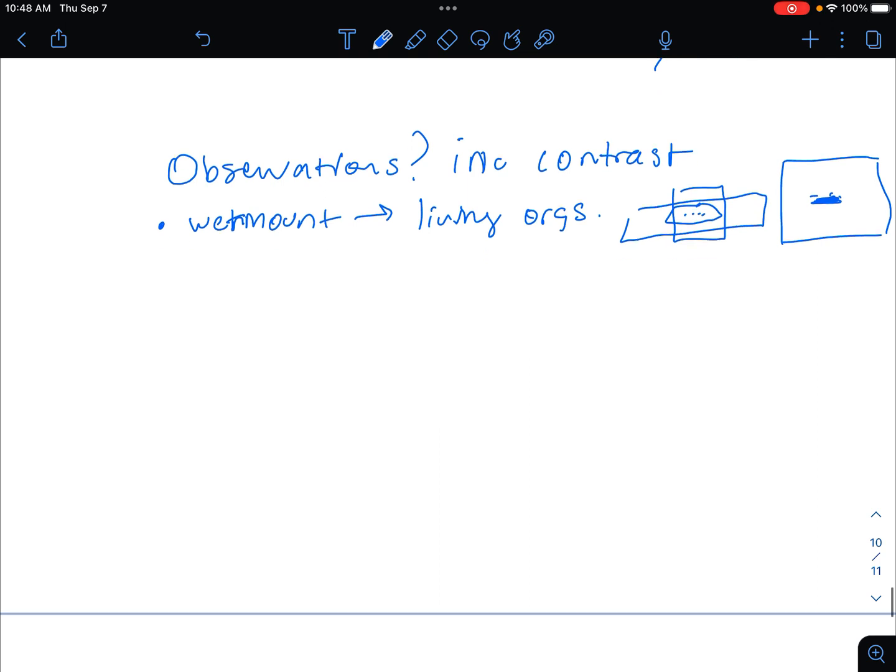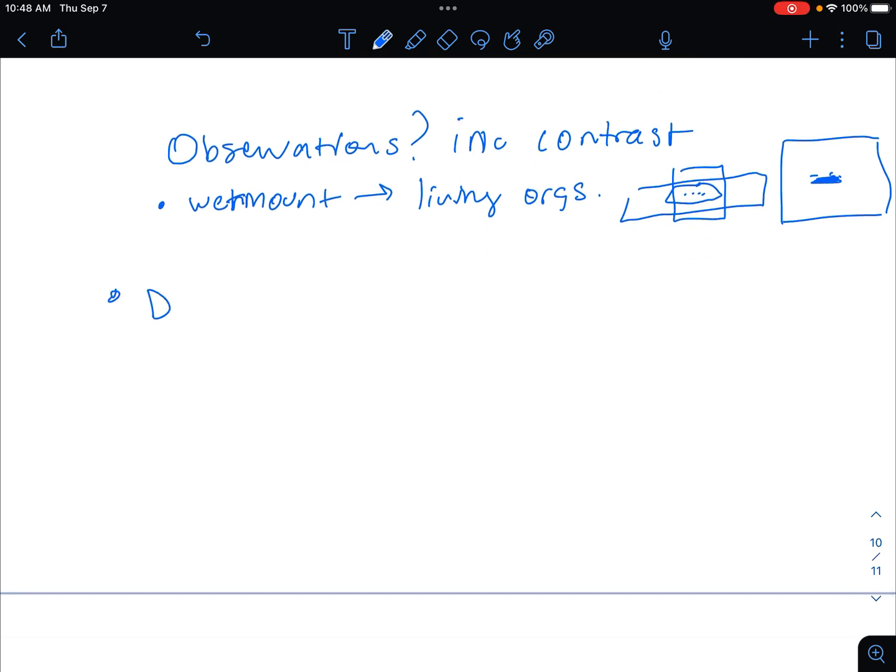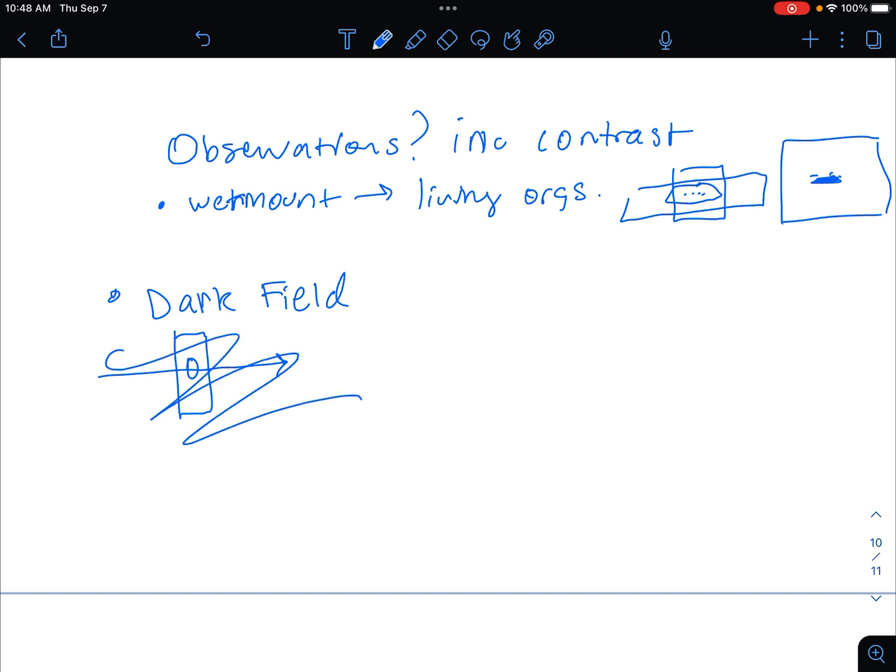However, there are also some other types of light microscopes, such as dark field, where instead of shining the light through the specimen, so if I'm going like that, and then here's the specimen, instead of doing that, what dark field microscopy does is it directs the light at an angle. So you could see the light coming in, and then we could put one of those angle symbols there. That's what's going to be happening. It's hitting at an angle.